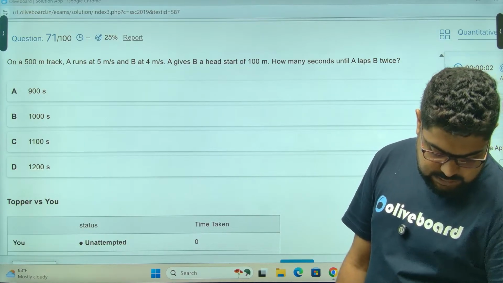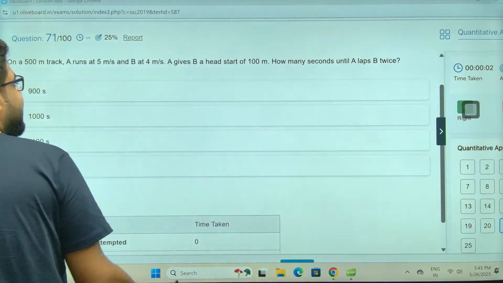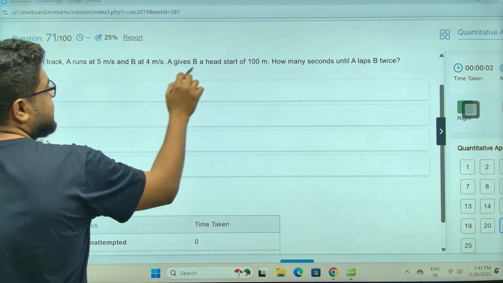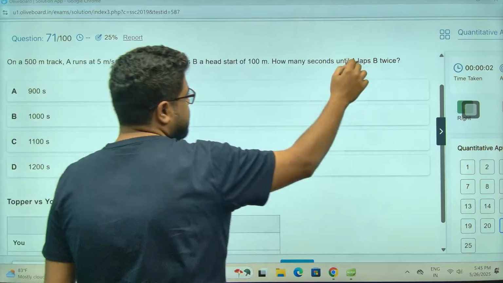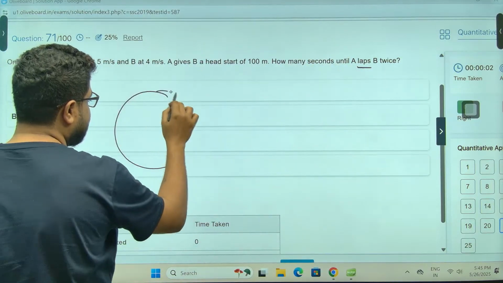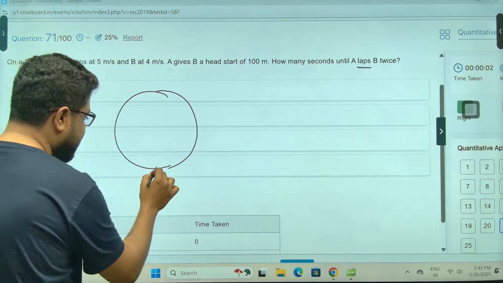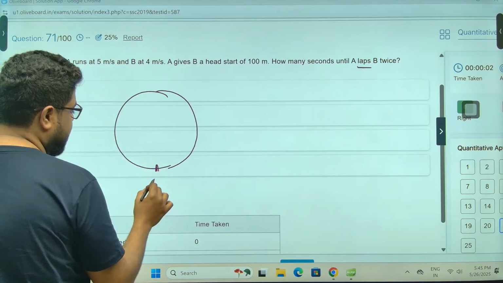Laps, meaning sir, we are talking about a circular track. Because otherwise, in no other track can they have the lapping thing going on, right? So again, let's start from here. A and B.